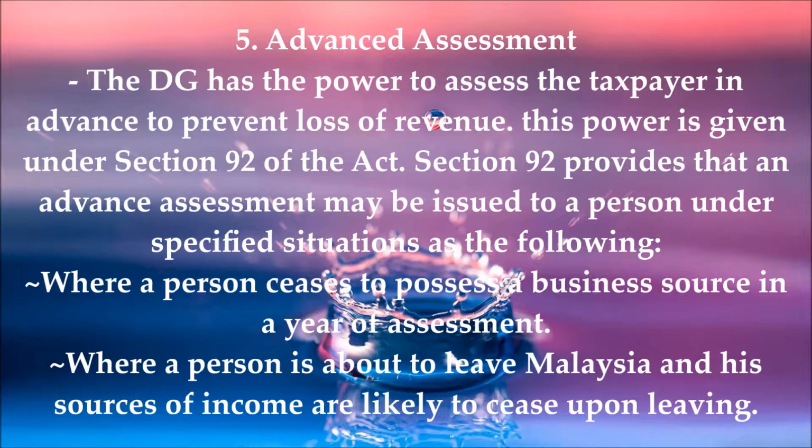Next is advanced assessment. The Director General has the power to assess the taxpayer in advance to prevent loss of revenue. This power is given under Section 92 of the Act. Section 92 provides that an advanced assessment may be issued to a person under specified situations as the following: where a person ceases to possess a business in year of assessment, and where a person is about to leave Malaysia and his sources of income are likely to cease upon leaving.